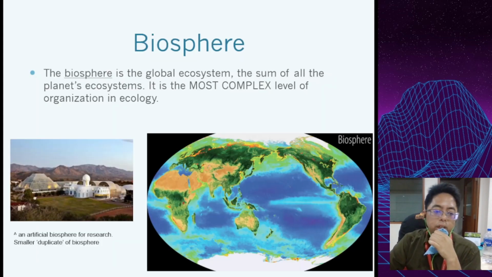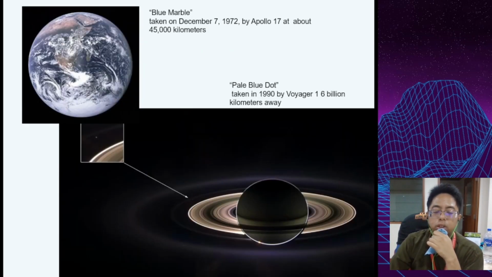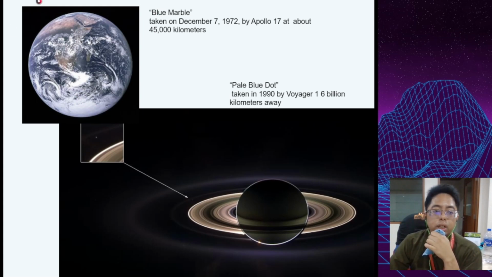The biosphere. The biosphere is a global ecosystem, the sum of all the planet's ecosystems. It is the most complex level of organization in ecology. So here is the biosphere that we are currently living in. The most popular picture of this biosphere, which is the Earth, is the Blue Marble. It is the selfie taken by Apollo 17 in 1972 at a height of 45,000 kilometers.